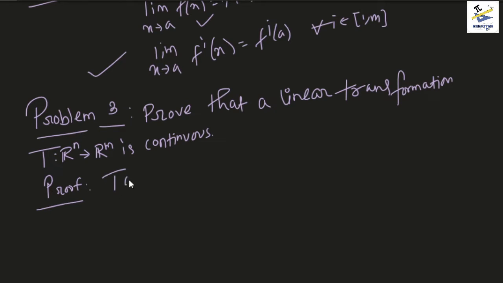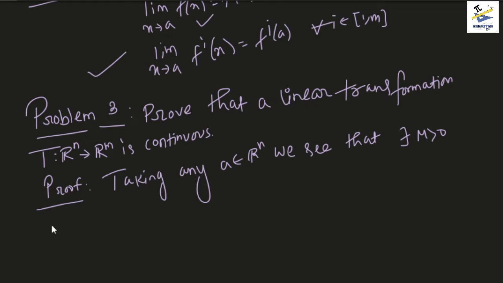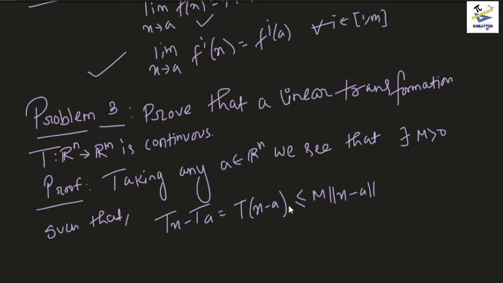So taking any a belonging to R^n, we see that there exists M greater than 0 such that T(x) minus T(a), which equals T(x minus a), is less than or equal to M into the norm of x minus a, because we know that the linear transformation at any argument is less than or equal to some constant M times the norm of the argument. That is how it was bounded above, right?